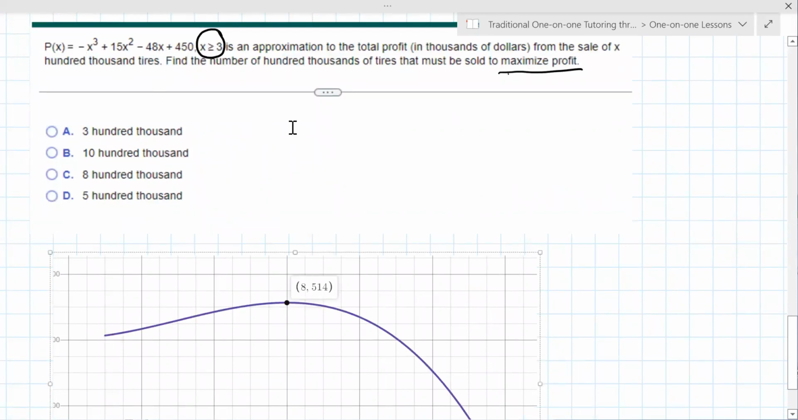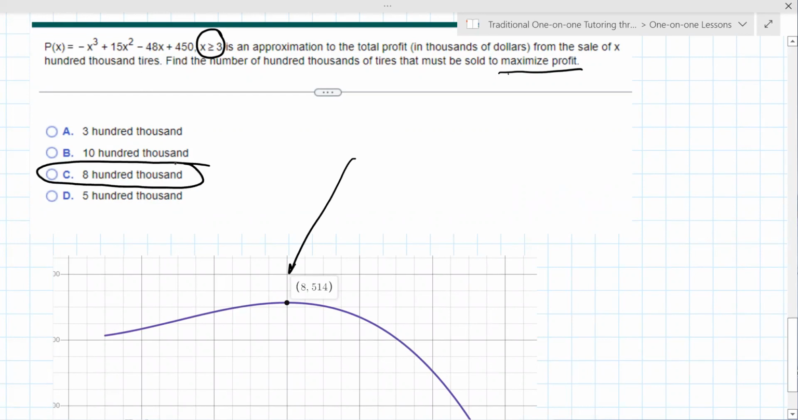And right here, this is the peak, 8,514. So because x is in 100,000 tires, their answer is 800,000, like that. Okay.